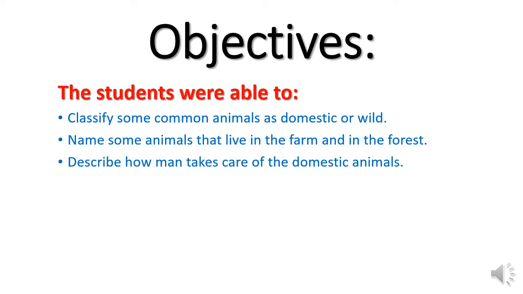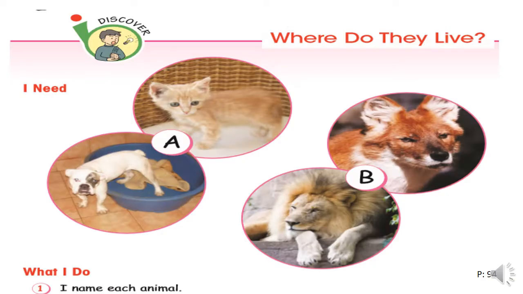Let's start. You can bring your book now and open it on page 94. So, in your book, page 94, we have to discover where they live. There are two animals in group A and two animals in group B. What do I mean here? We have two groups of animals, group A and group B. Let's start by answering the questions below.